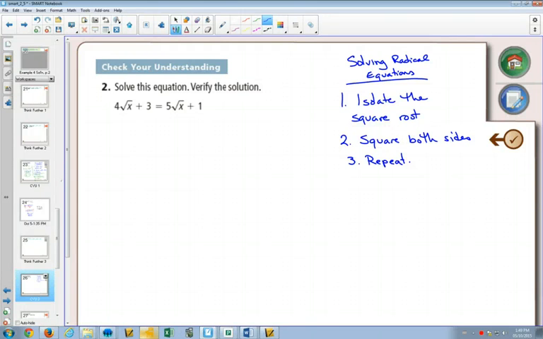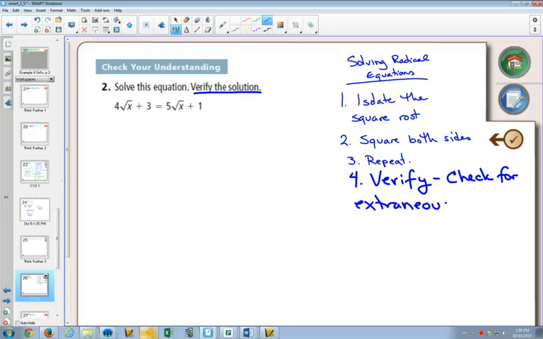In example 2, this question says solve this equation, and it also says verify the solution. One thing that we're going to add to our steps is a step 4, which is to verify, because we're going to find out in our next example that you could get something called an extraneous root. So verify is you're going to check for extraneous, very fun word, roots.